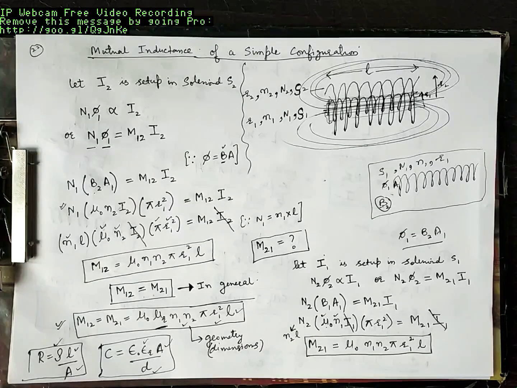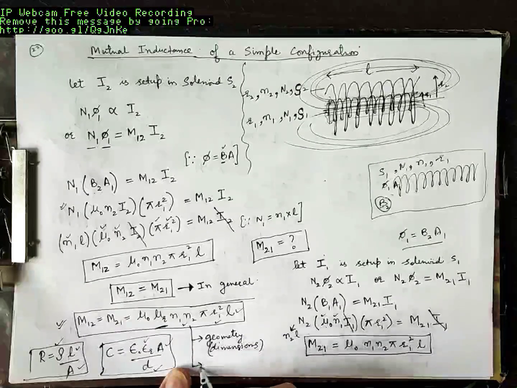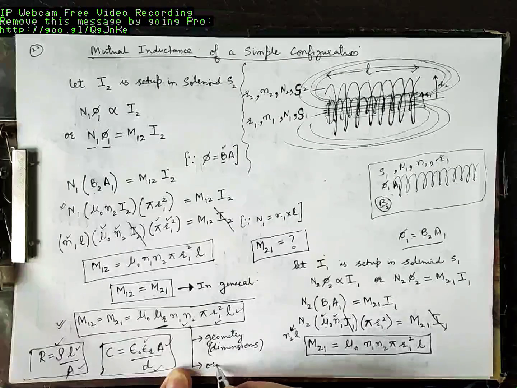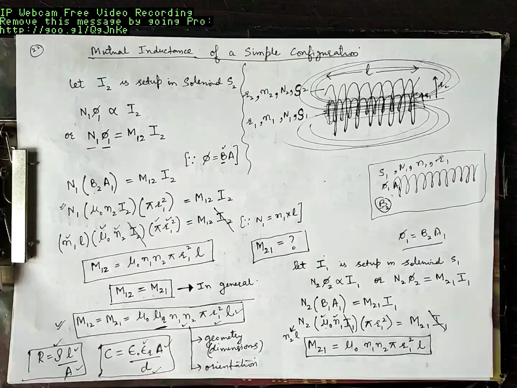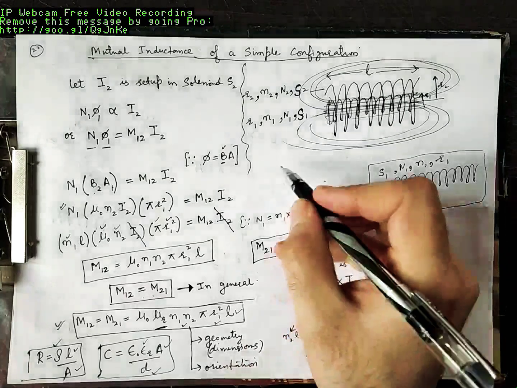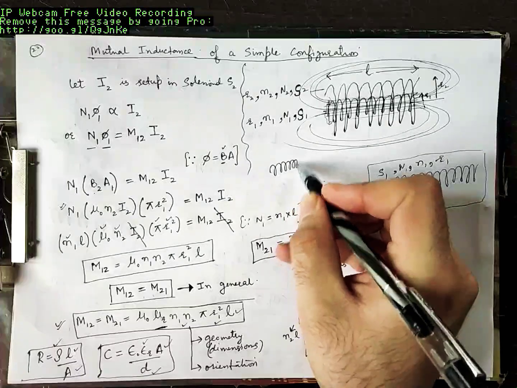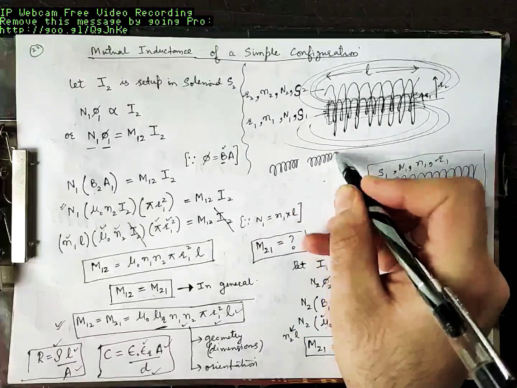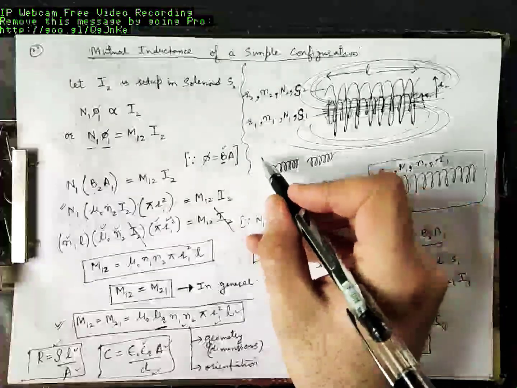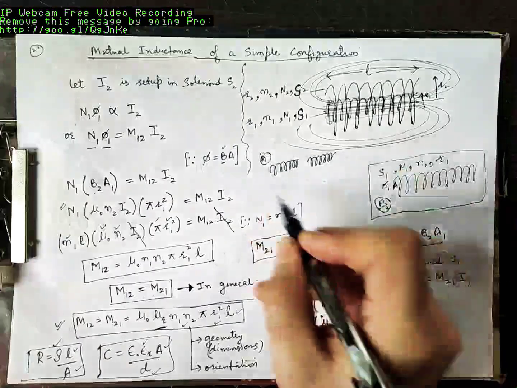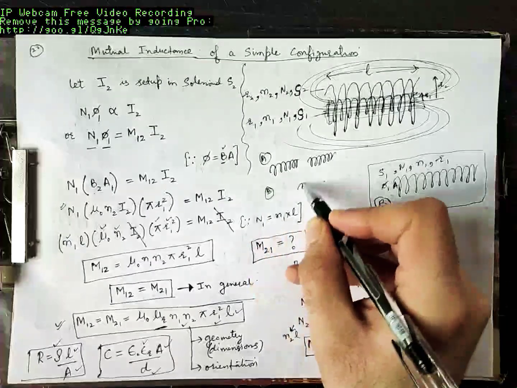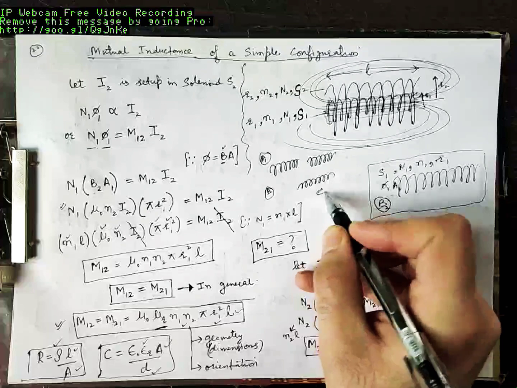In addition to this, mutual inductance also depends upon the orientation. I touched this in last class as well. Suppose we have these two coils and this is one configuration A. Suppose this is configuration B. This is one coil, this is second coil.